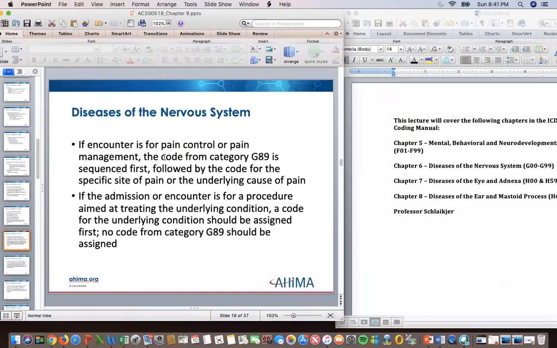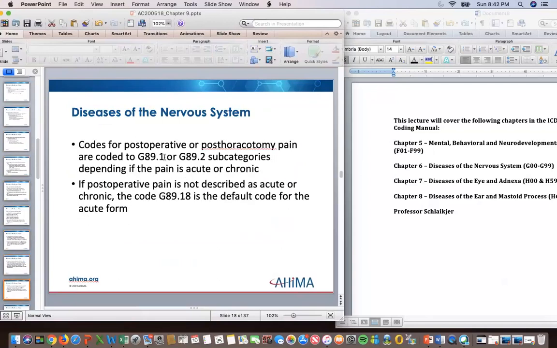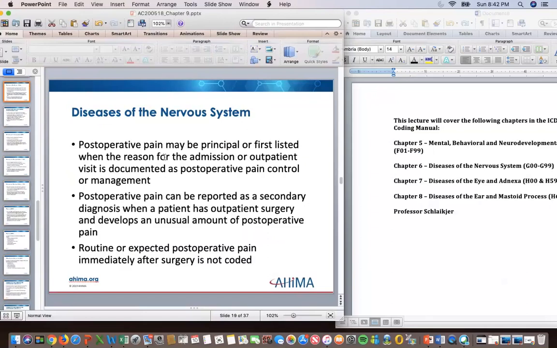So if the encounter is for pain control or pain management, you're going to go back to that G89. It's sequenced first, and then the code for the specific site of pain. Okay? Codes for postoperative or post-thoracotomy pain are in G89. I use those a lot. I work on 2 surgery floors, my surgical and renal floor, and so I do utilize these 2 codes quite frequently. If postoperative pain is not described as acute or chronic, you can use G89.18 as the default code for the acute form.